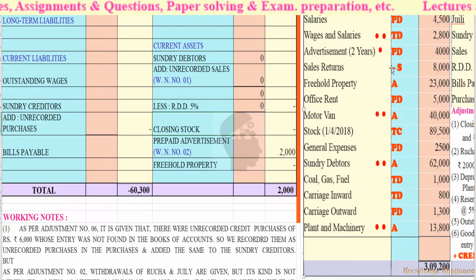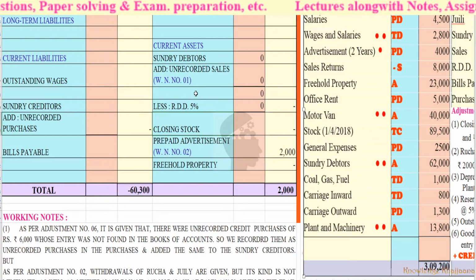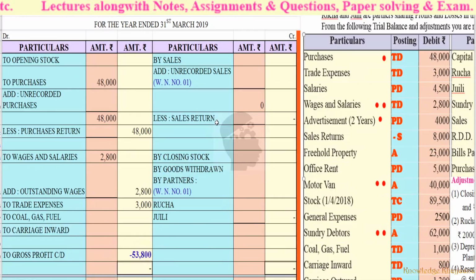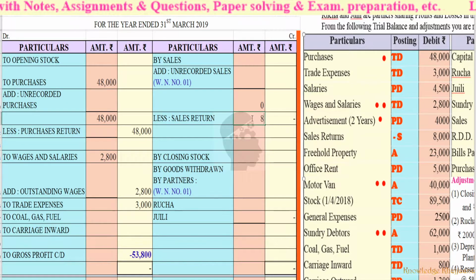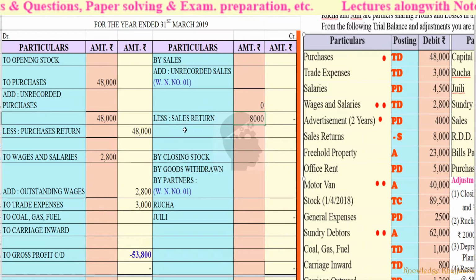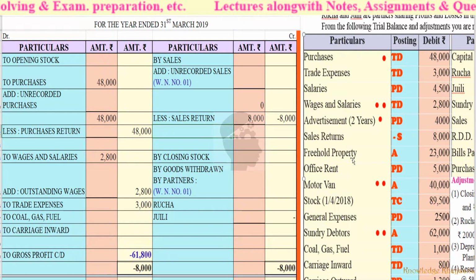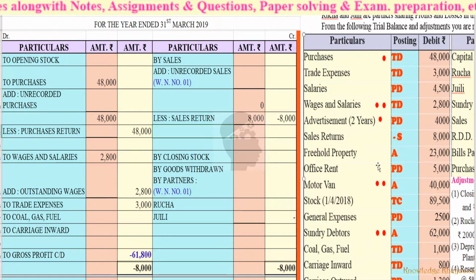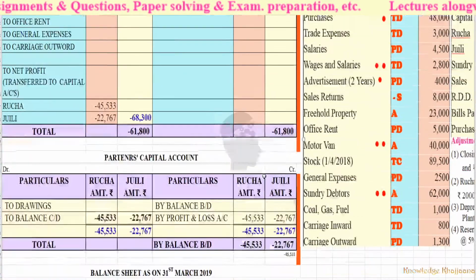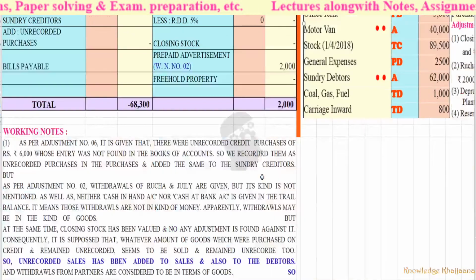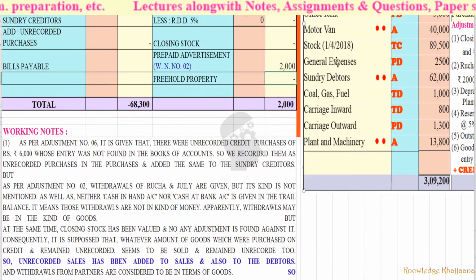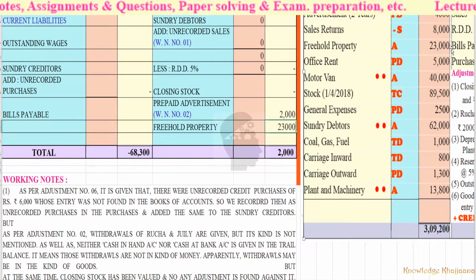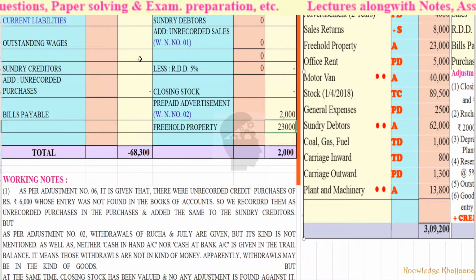Next, sales return, rupees 8,000. It should be deducted from sales. Then freehold property. It is an asset of rupees 23,000. Office rent, rupees 5,000.